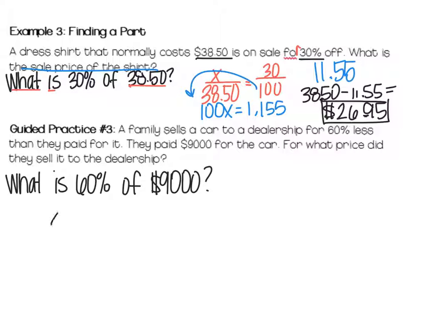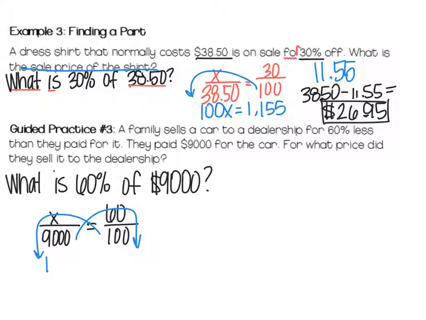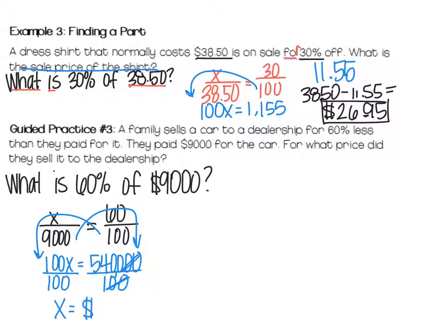Okay, I don't have an is number, so it's going to be x. Of goes on the bottom, so of 9,000. My percent number is 60, and my bottom number on the right is always 100. So we'll do the cross products, and we get 100x equals $540,000. Divide by 100, and I get x equals 5,400.